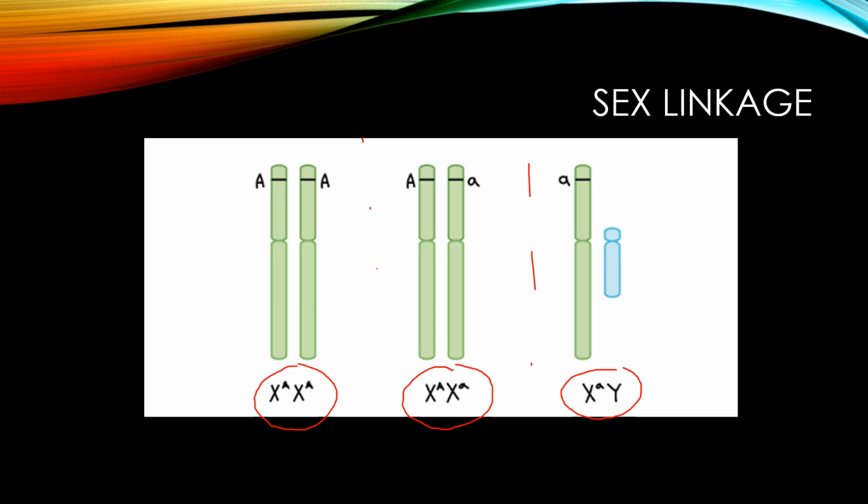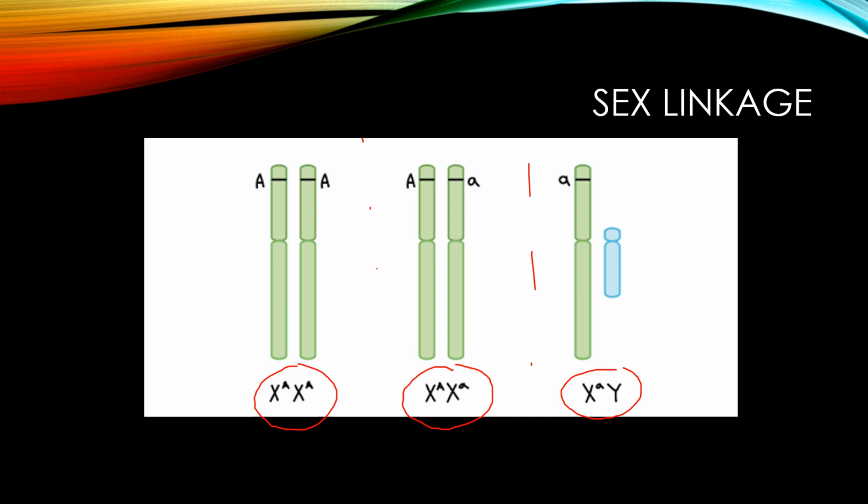Now, if we think about some things which are sex linked, these are the conditions which are more common in boys than they are in girls. One example is color blindness. Okay, more boys are colorblind than girls. We'll come back to that one in a wee second.